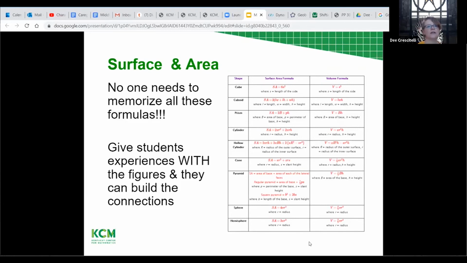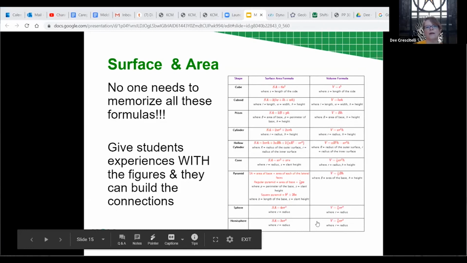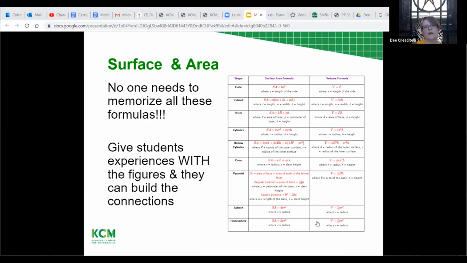It is giving students experiences with the figures so that they build the connections, right? That when they're talking about in that formula that B stands for something, B stands for base. And when they've spent time building the figures, they get an idea of, oh, this is what you mean by the base. I held that in my hand. I see what that meant. I see how those pieces put together. I get why the area of the base is the length times the width, because it's like my square that I've been doing for 100 years, right?